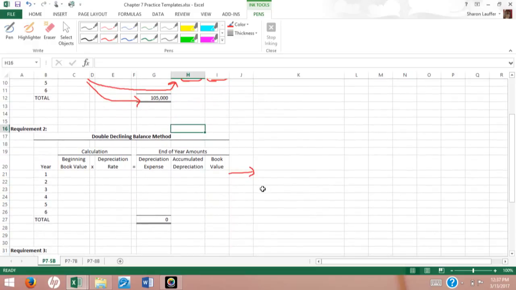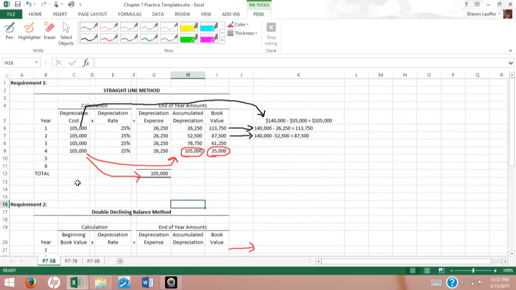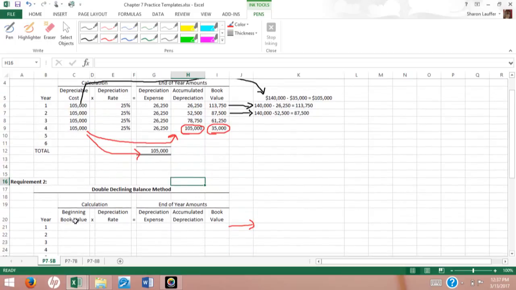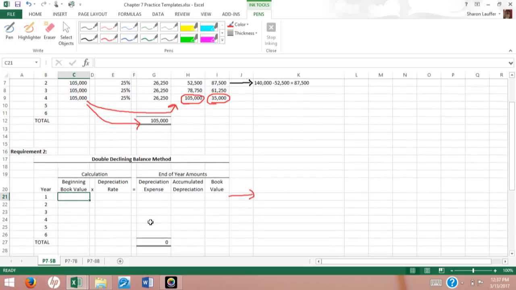All right, so requirement 2 says to calculate using the double declining balance method. And in this case, we have a beginning book value, so our chart looks a little bit different than the first one. We have a beginning book value, a depreciation rate, and then the last part of the chart looks the same. So our beginning book value is the cost of the item, which is $140,000. So in this case, we're not actually considering the salvage value at this point.